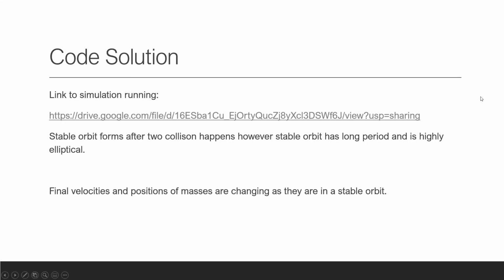So the stable orbit forms after the collision happens. However, the stable orbit has a long period and is highly elliptical. So the final velocities and positions of the masses are changing as they are in a stable orbit.